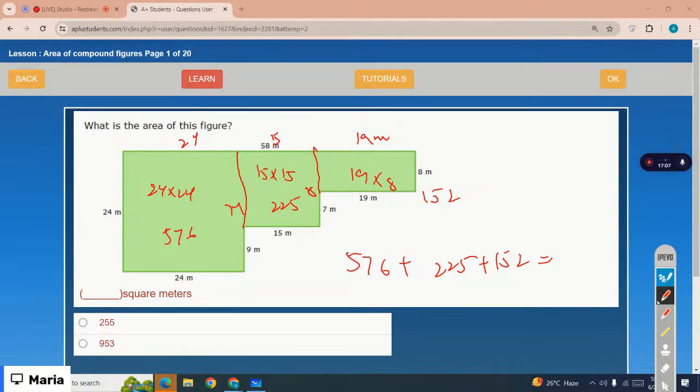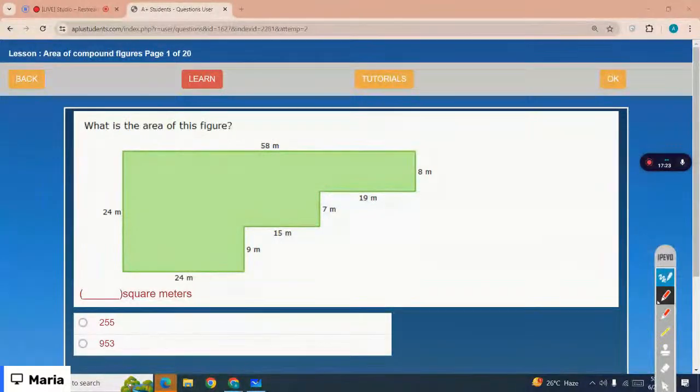The correct option is 953. So, which is the correct option? 953 is the correct option. That's option number two. Right? That's how you calculate the area of the compound figure: divide into smaller figures, calculate the areas, and then add.